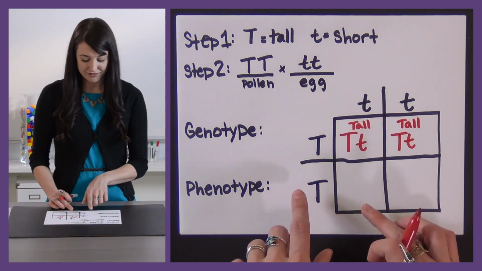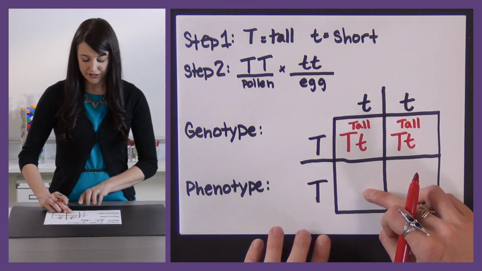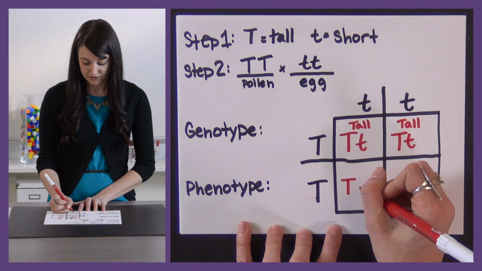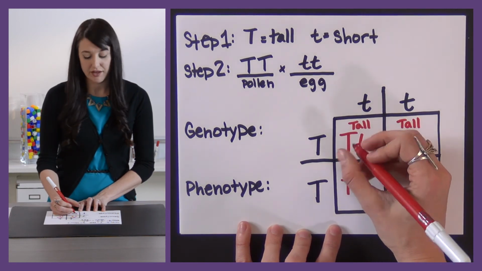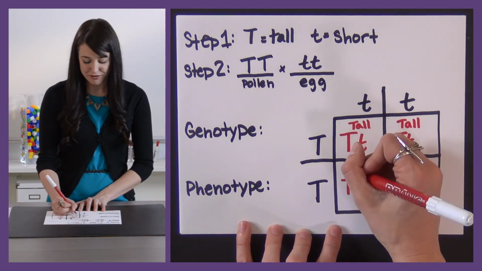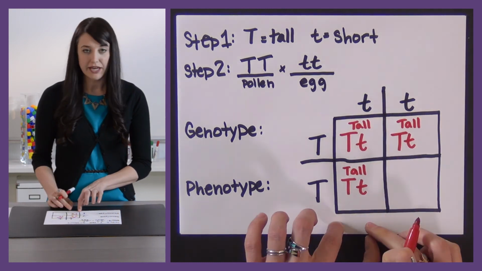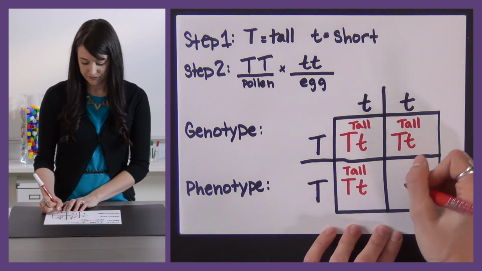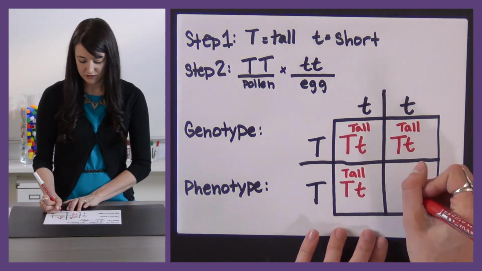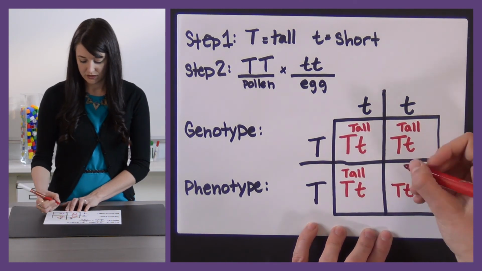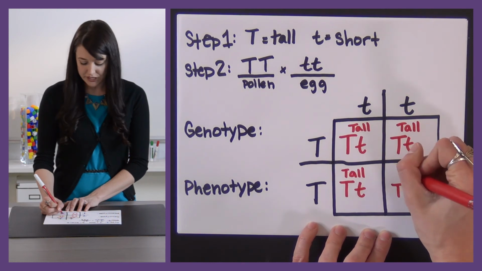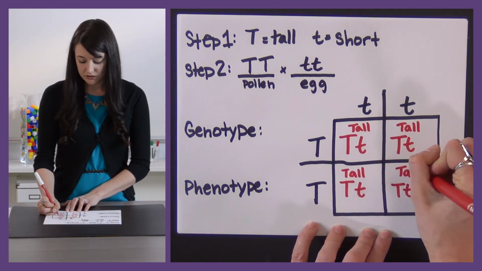In this next one, capital T, lowercase t, with a heterozygous genotype and tall phenotype. Last one, representing a heterozygous genotype and tall phenotype. Anytime you cross a parent that is homozygous dominant with a homozygous recessive parent, it's going to create all heterozygous offspring.